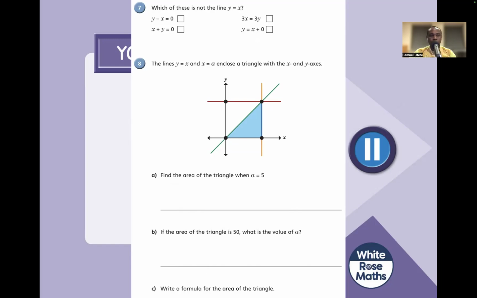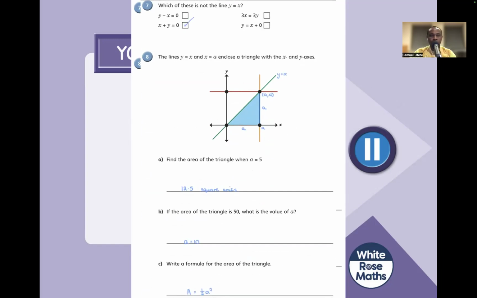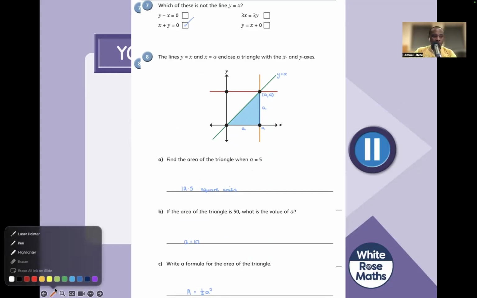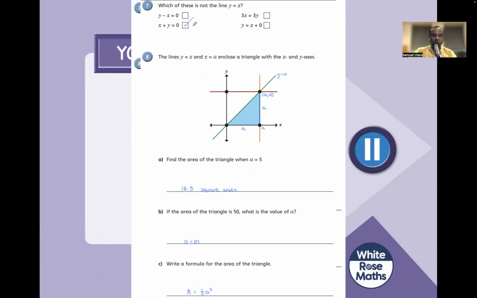Assuming you've paused the video and you've answered questions 7 and 8, here are the answers. So question 7, you are asked, which of these is not the line y equals x? Well, surely this one, because if we solve this equation, let's look at it. By now, you should know how to solve equations.